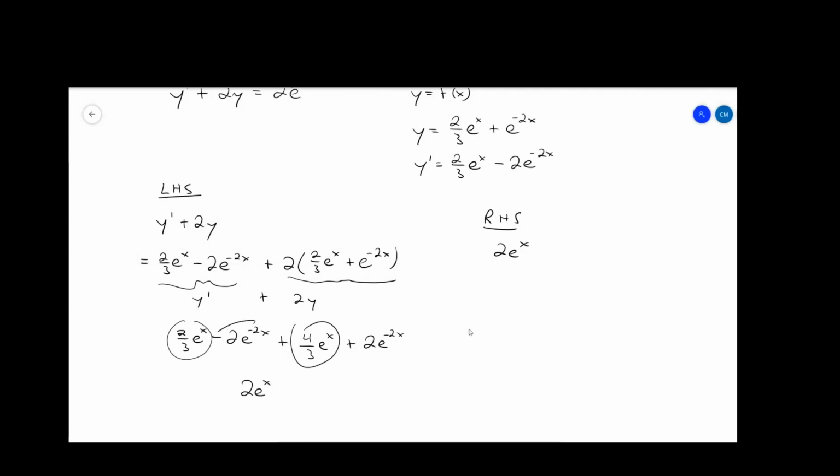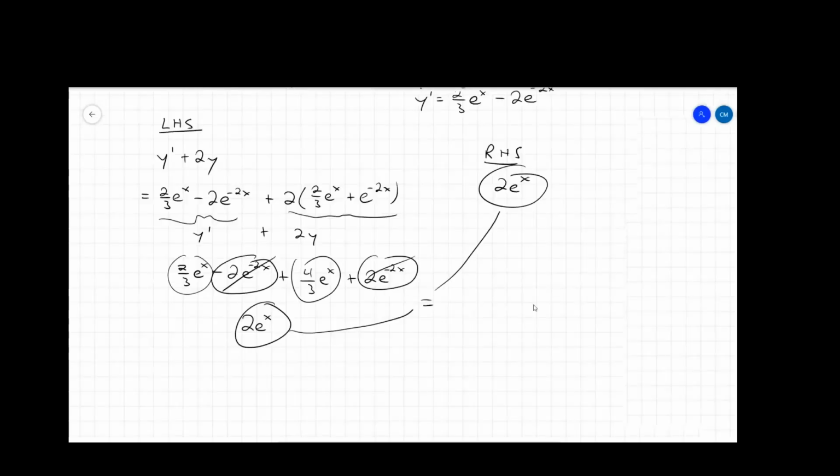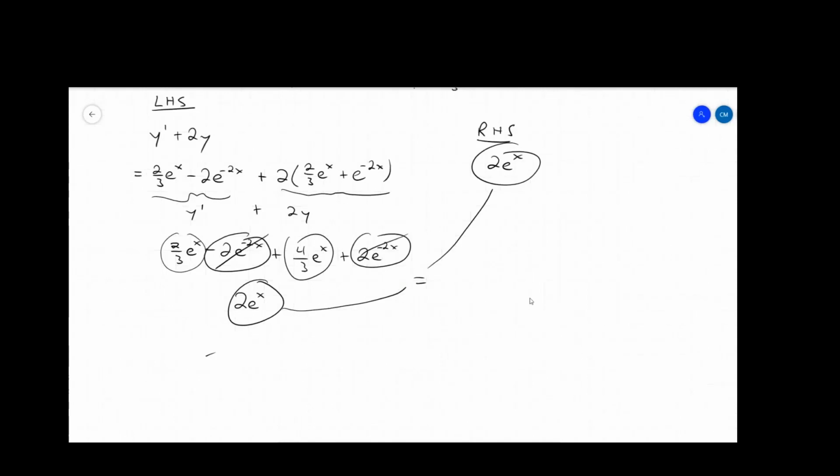And then look what we have here. Minus this plus this, those cancel, don't they? And so what am I left with on the left side? 2e to the x. What do I have on the right side? 2e to the x. These are equal, right? So we have just verified that this is a solution. So y does solve the differential equation.